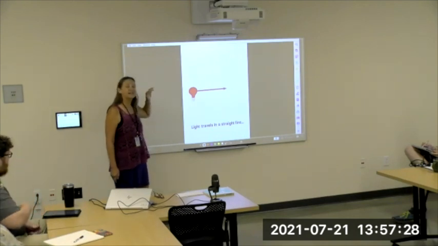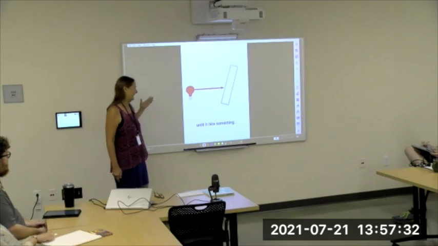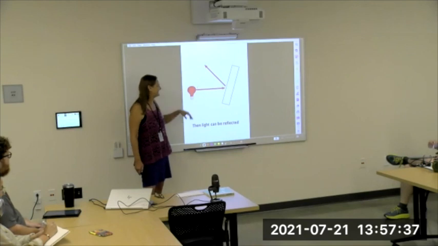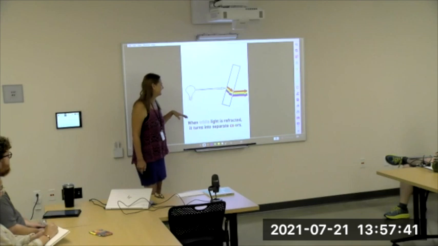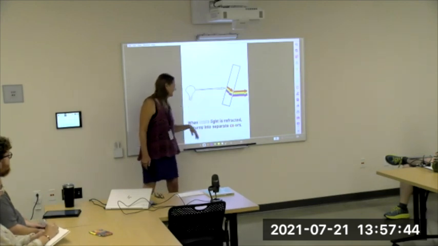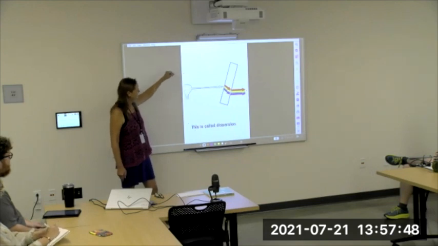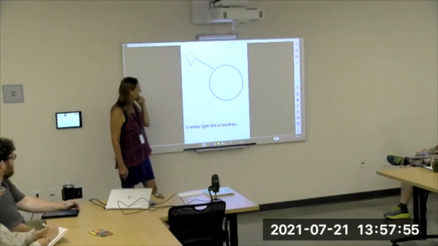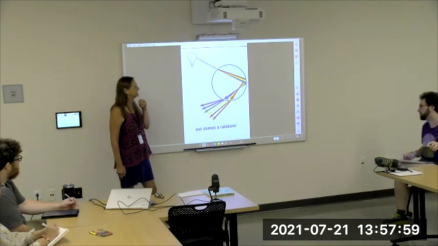Light travels in a straight line until what? Until it hits something. This is our lecture today. And then it can be reflected. It can be refracted. They don't have diffraction, but that's okay. And so the white light's refracted, it separates the colors, and that's called dispersion. If white light hits a raindrop, it becomes a rainbow because of dispersion.